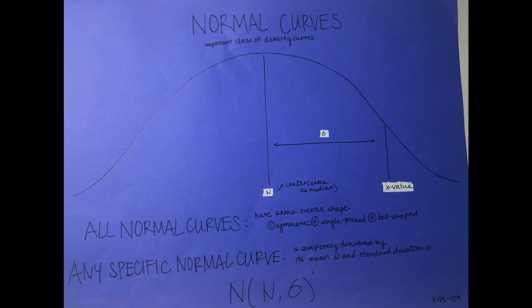One important class of density curves are normal curves, which describe normal distributions. All normal curves have the same overall shape. They're symmetric, single-peaked, and bell-shaped. Any specific normal curve is described by its mean and standard deviation, both of which are labeled on the normal curve drawing. The mean is located at the center and is the same as the median. Standard deviation also marks the point of inflection on the curve and controls the spread of the normal distribution. Curves with larger standard deviations are more spread out.